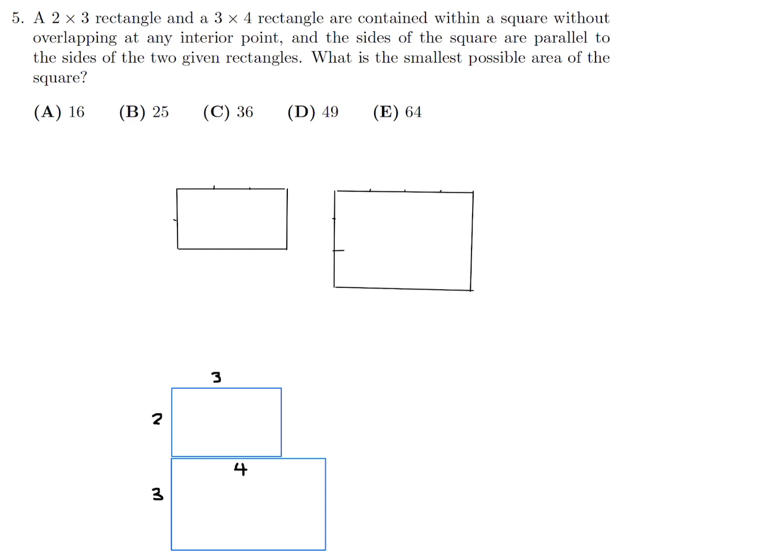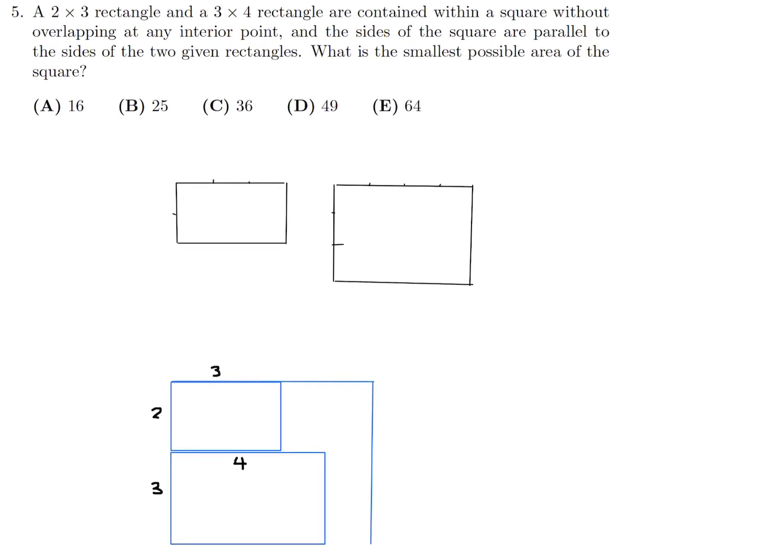Let's see if we can make a square. That means this side has to be 5 also. So it's got to extend a little bit beyond the 4, and then we just close out the square like that. That will allow you to make a square that is 5 by 5. Correct? If this is 5, then that's got to be 5 as well from here to here. And I think that's the smallest possible square that we could make to fit those two rectangles. And therefore, the area is going to be 5 times 5, which is 25. So number 5, the answer is B.